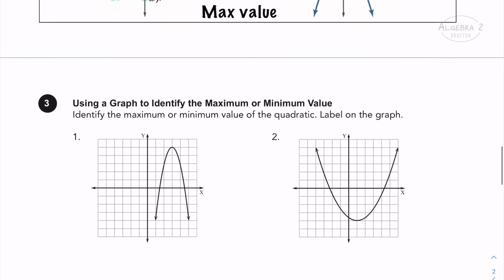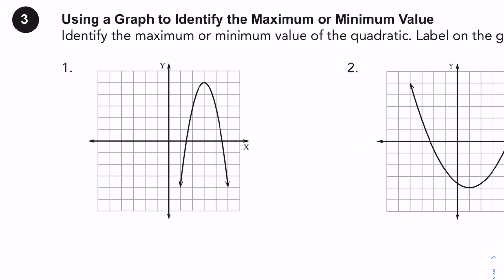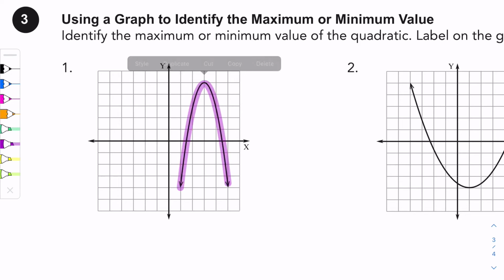Use a graph to identify the maximum or minimum value and label this on the graph. Number 1, this graph goes up, hits a high point, comes back down. So in this case, we're going to say that this graph has a maximum. And if this graph has a maximum, it occurs at the y-coordinate of the vertex. The vertex here is at 3, 5. The y-coordinate is 5. So there's a max value at 5.